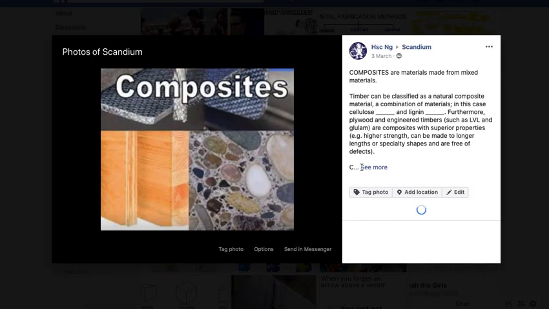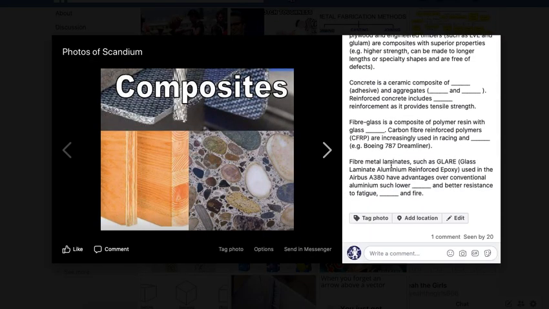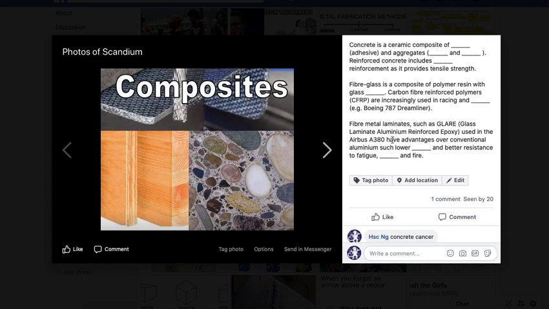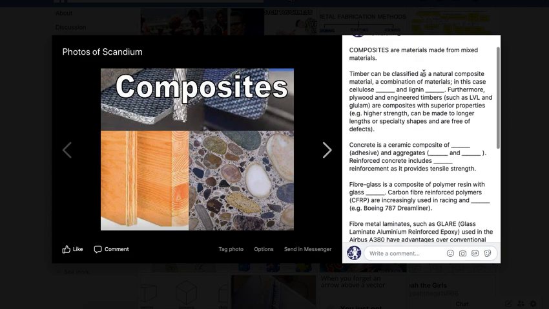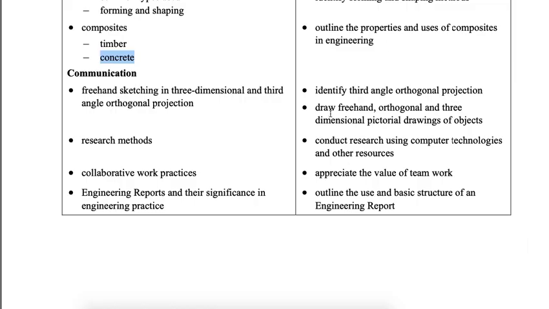In composites, here we go. Okay, so this is sufficient for composites. So timber, but furthermore we have examples of LVL, which is this one here, laminated veneer lumber, and glulam, which is this one here. Okay, so as we go back to the syllabus, let's see what else we have here.